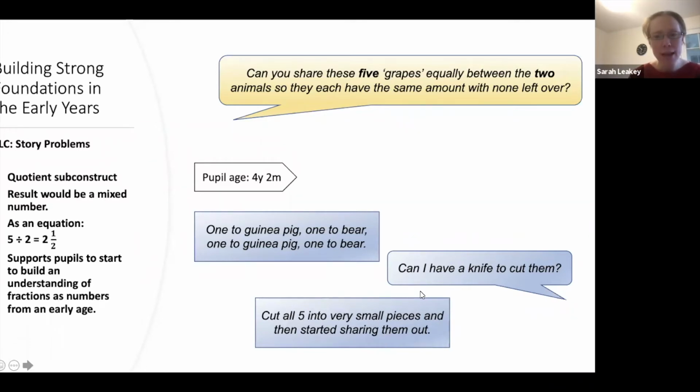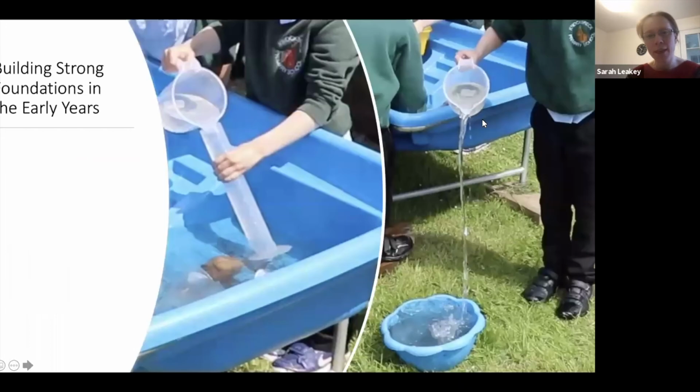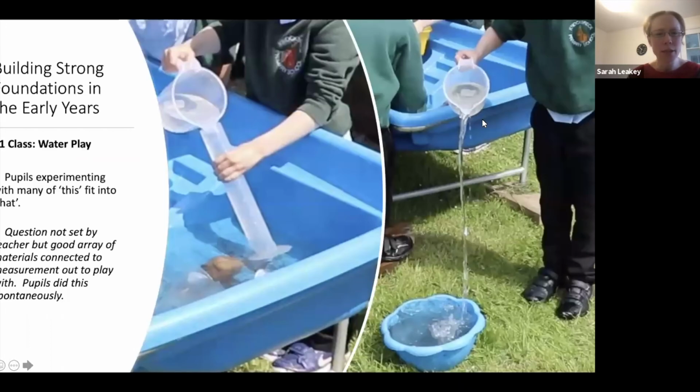So they haven't been able to solve this problem in terms of getting the answer of 2.5, but that isn't the point. The point is that they're starting to think, right, if I've got this extra bit, I can partition it and cut it up so that I can have smaller bits to share out. So we're developing this thinking. You will get pupils this age that are able to solve that problem. And this was in a P1 class.